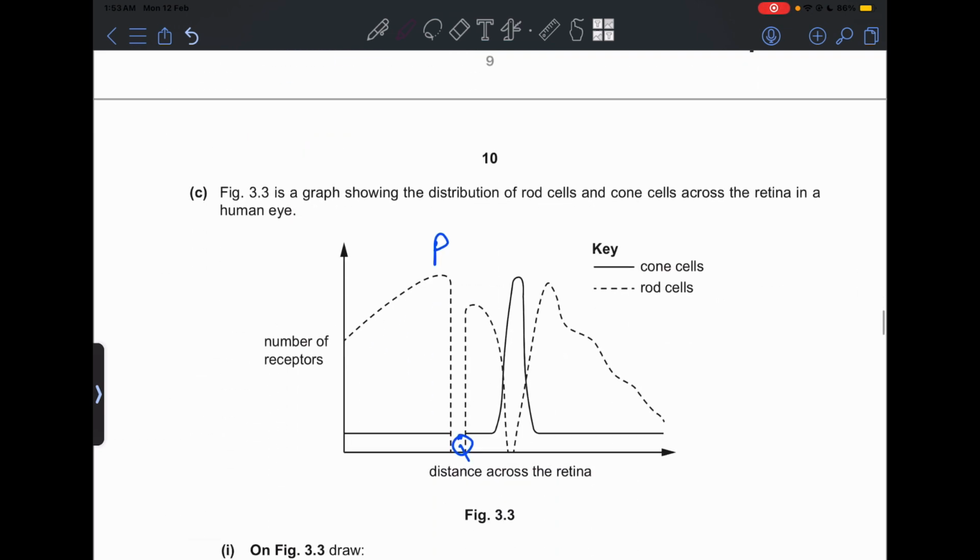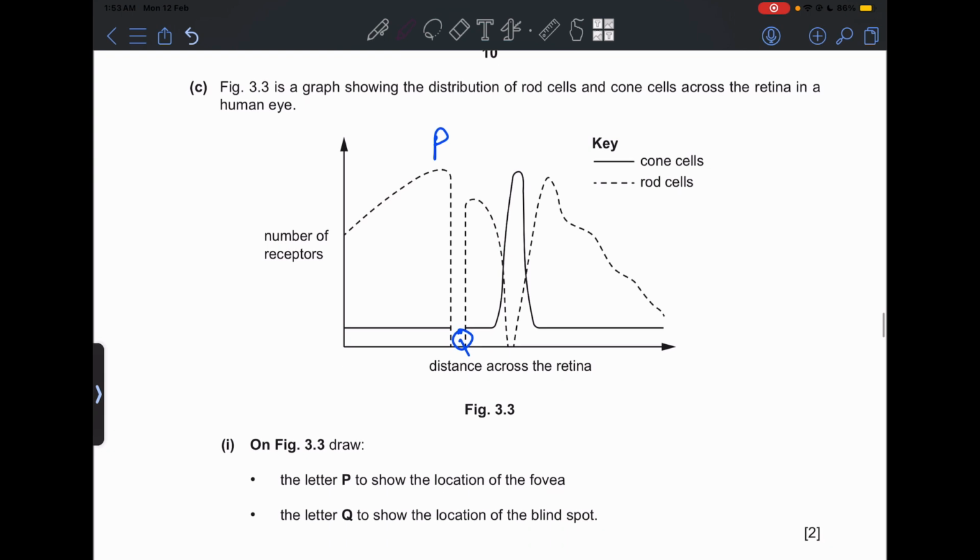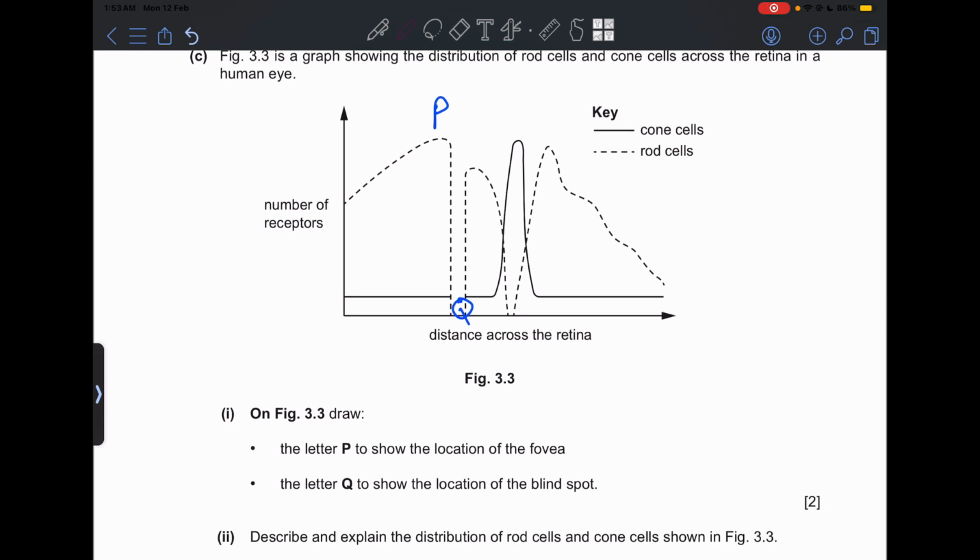C says figure 3.3 is a graph showing the distribution of rod cells and cone cells across the retina in a human eye. On figure 3.3, draw the letter P to show the location of the fovea, and the letter Q to show the location of the blind spot.